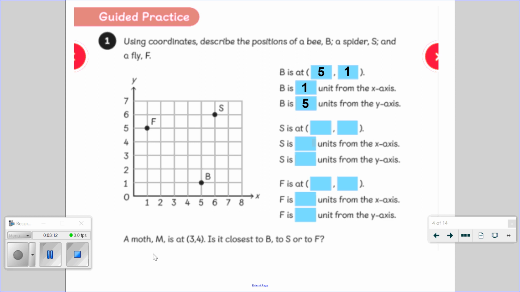At the bottom, it tells us that a moth, represented by M, is at 3, 4. Can you put this on the grid? Remember, the 3 tells us the horizontal position, and the 4 tells us the vertical position. Where should we put it? And is it closest to B, S, or to F?